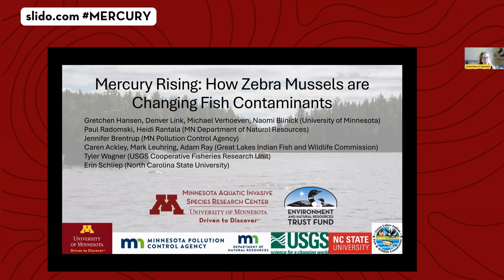Thanks everybody for being here and for the opportunity to present. I'm Gretchen Hansen. I'm an associate professor at the University of Minnesota in the Department of Fisheries, Wildlife, and Conservation Biology. I'm going to present some work that is the culmination of multiple phases of projects that I've been working on with collaborators and partners, both students and staff here within the university and partners from the state of Minnesota and beyond, in understanding how zebra mussels are affecting mercury in fish in our lakes.